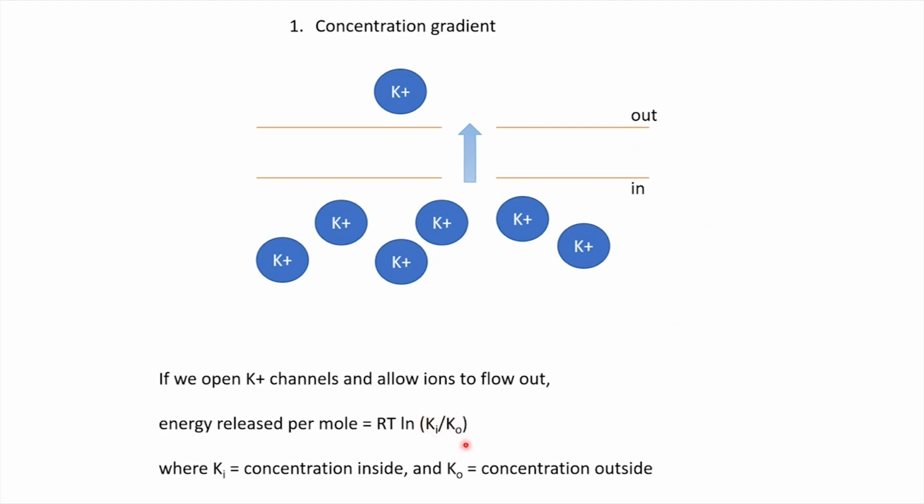So if this ratio is more than 1, meaning the concentration inside is higher, then this term is positive. So positive energy is being released when the potassium ions move out. And if the concentration inside were less, then the energy released would be negative. So that means energy would be consumed.